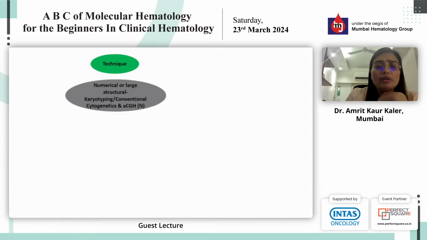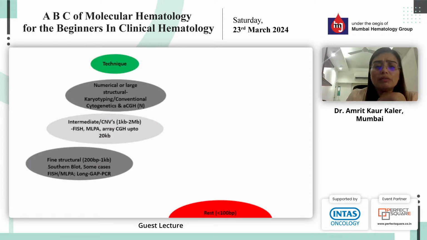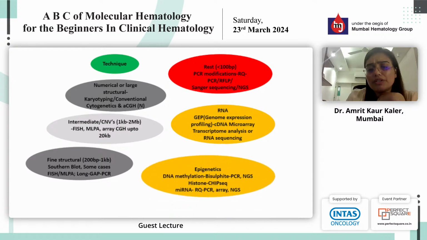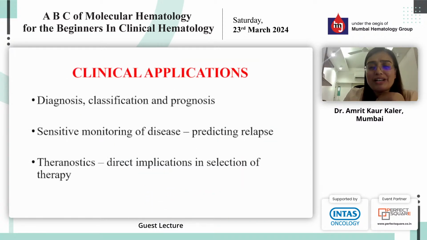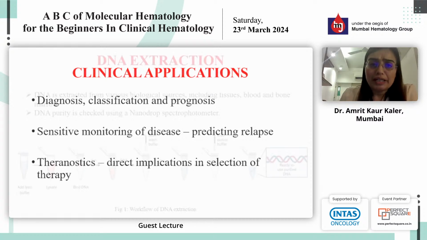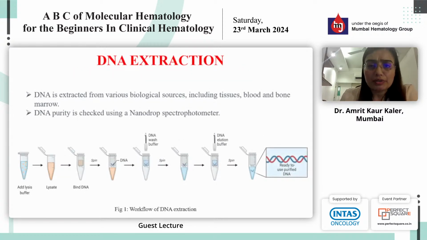So let's have a look at the different advantages and disadvantages. I think this I will discuss as it goes along. I think this I have already introduced. So what are the clinical applications? The applications are, how do we diagnose it? How do we classify a hematological malignancy, and how do we prognosticate the disease? Yes. Are we looking at monitoring? Yes. Or are we looking at targeted or precision oncology in hematological malignancies? So in that case, I will just start with the DNA extraction.